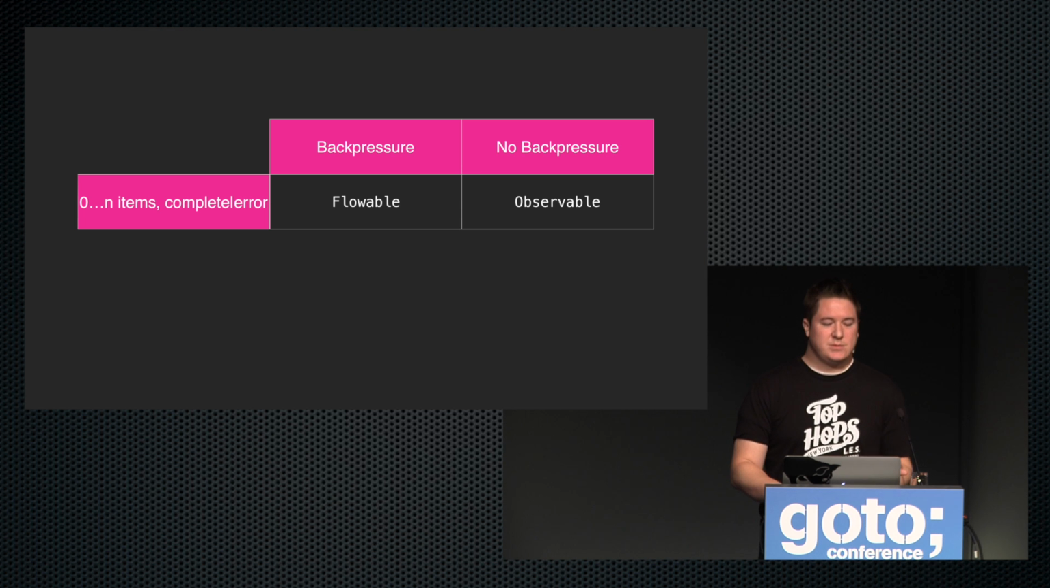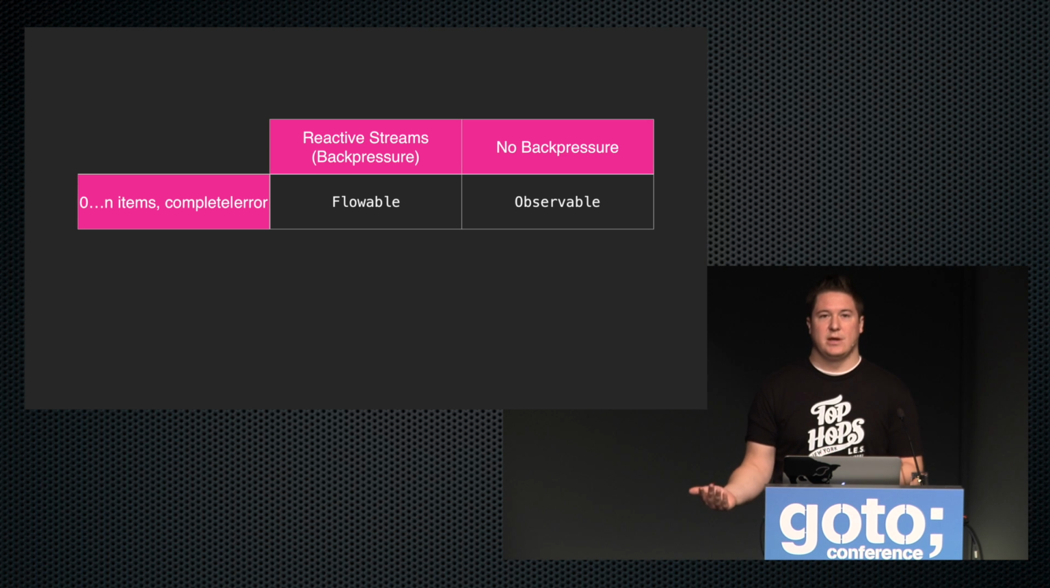And so I'm going to change my left column here to actually be types that implement the Reactive Streams specification, which implies that backpressure is supported, and the types on the right are those which do not have backpressure.